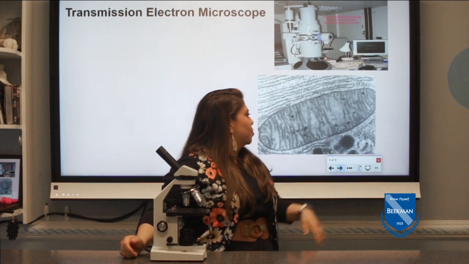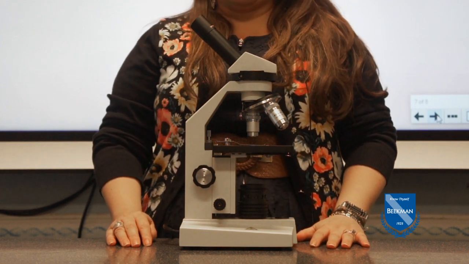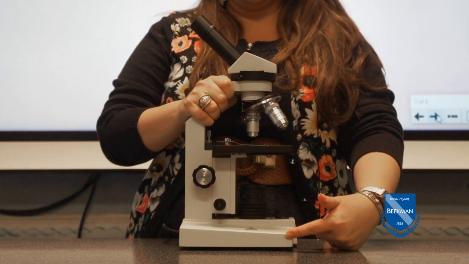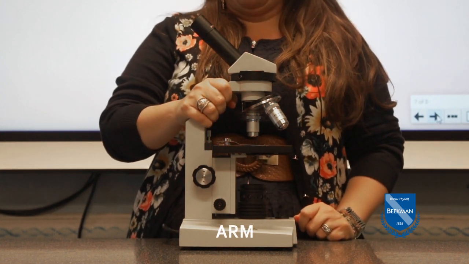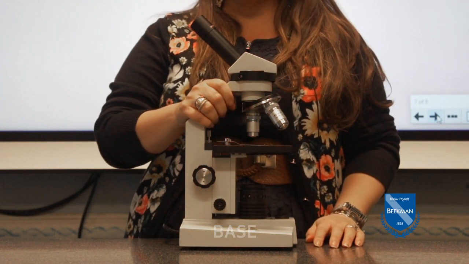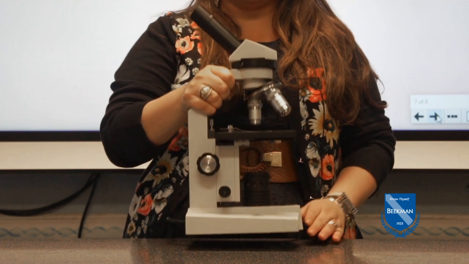You, in your laboratory, are going to be using the light microscope. So you should probably get to know its parts a little better. We're going to focus in on the microscope to give you a closer look. A great place to start with the parts of the microscope is this piece right here and this piece down here. This is called the arm of the microscope, and this is called the base. Whenever carrying a microscope, you should always carry it by the arm and the base.